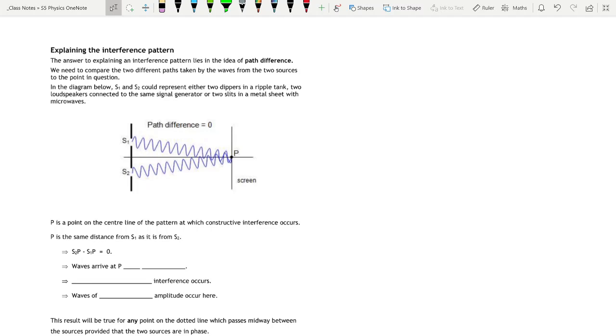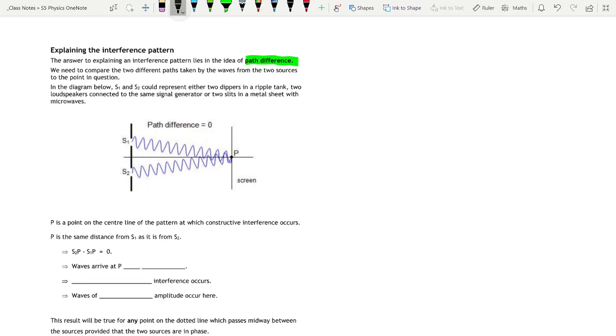So now we're just going to write this down officially. The answer to explaining an interference pattern lies in the idea of path difference. We need to compare the two different paths taken by the waves from the two sources to the point in question. So in this diagram, we've got S1 and S2. They could be two dippers in a ripple tank going at the same frequency, two loudspeakers connected to the same signal generator, or two slits in a metal sheet with microwaves passing through. Okay, so we've got S1 and S2. They are coherent, they're coming from the same source.